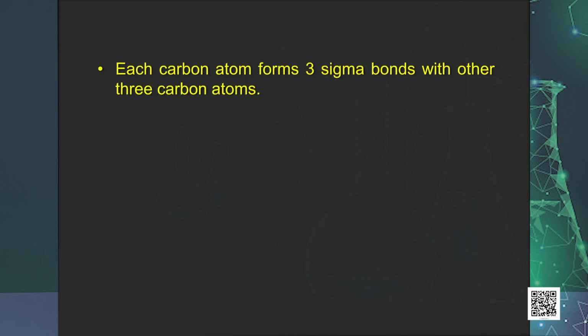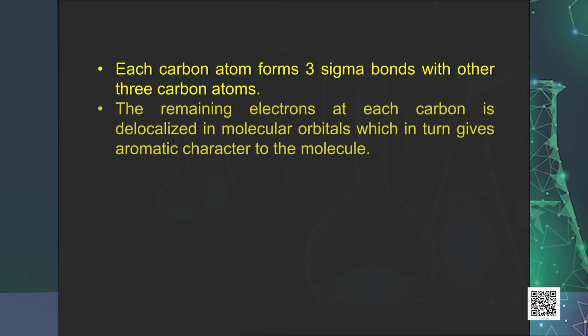All the carbon atoms are equal and they undergo sp2 hybridization. Each carbon atom forms 3 sigma bonds with other 3 carbon atoms. The remaining electron at each carbon is delocalized in molecular orbitals, which in turn gives aromatic character to the molecule.